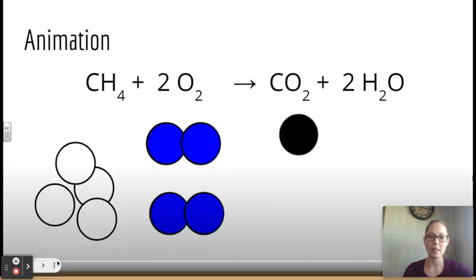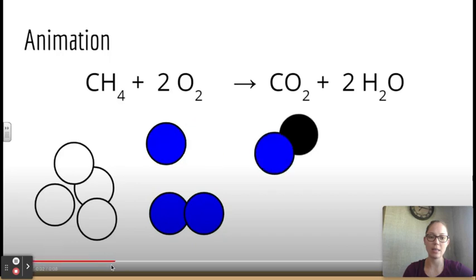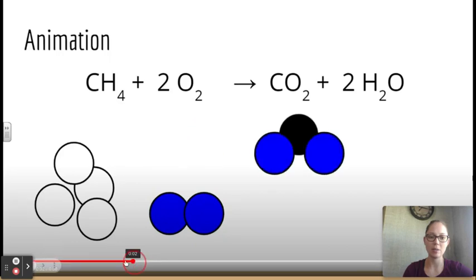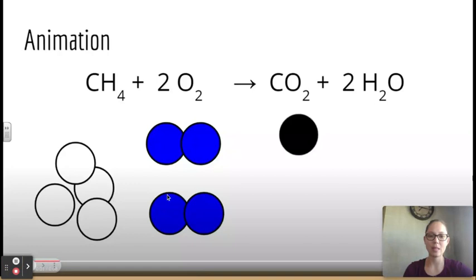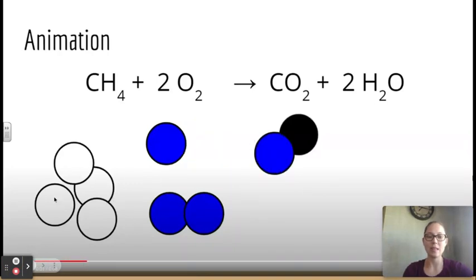So here is our methane molecule. There's our methane molecule and then our 3 oxygen molecules. What I want you to watch is what happens as this chemical reaction takes place. What happens to these circles that represent the atoms that make up the methane molecule and the oxygen molecule?